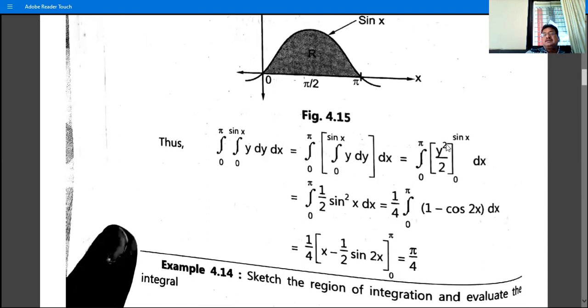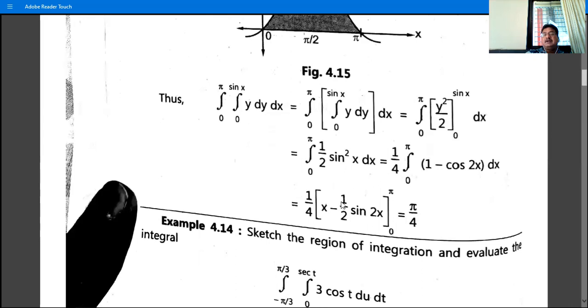So the y integration is y square by 2, upper limit, lower limit. The value at the upper limit is 1 half sine square x, and the value at the lower limit is 0. And then its integration with respect to x is what? Substitute sine square as 1 minus cos 2x by 2. So 1 by 2 and 1 by 2 becomes 1 by 4. And then integration of 1 is x, and the integration of cos 2x is sine 2x by 2, that's 1 half sine 2x.